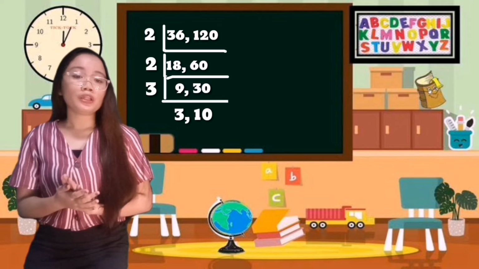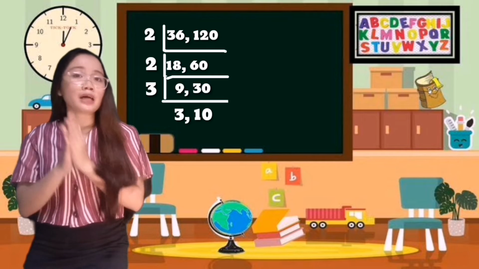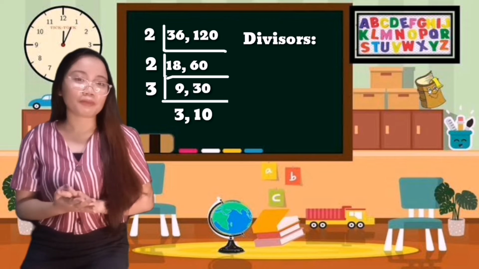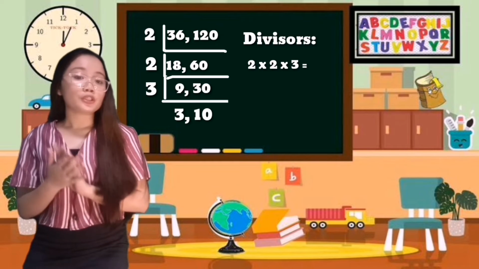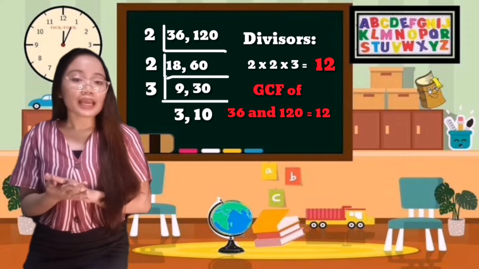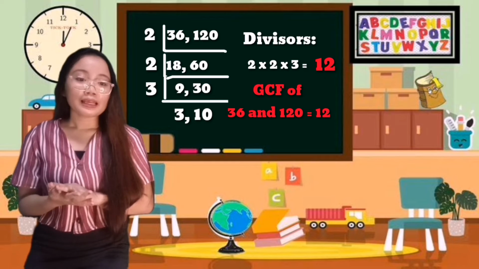The next step we need to do is to collect the divisors, or the numbers outside the ladder or the division sign, and we just need to multiply them. 2 times 2 times 3 is equal to 12. Therefore, the GCF of 36 and 120 using the ladder method is 12.